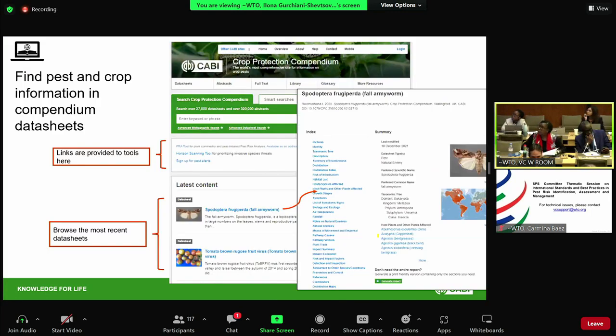So one of the tools that I want to highlight is the Crop Protection Compendium. I'm sure you've heard a lot about this, even in today's presentation. The Crop Protection Compendium, CPC as it's well known, is a robust database with datasheets on plant health, including crop pests, their distribution, and also management. This is the main database that drives some of the tools that I'm going to highlight today for supporting pest risk analysis.